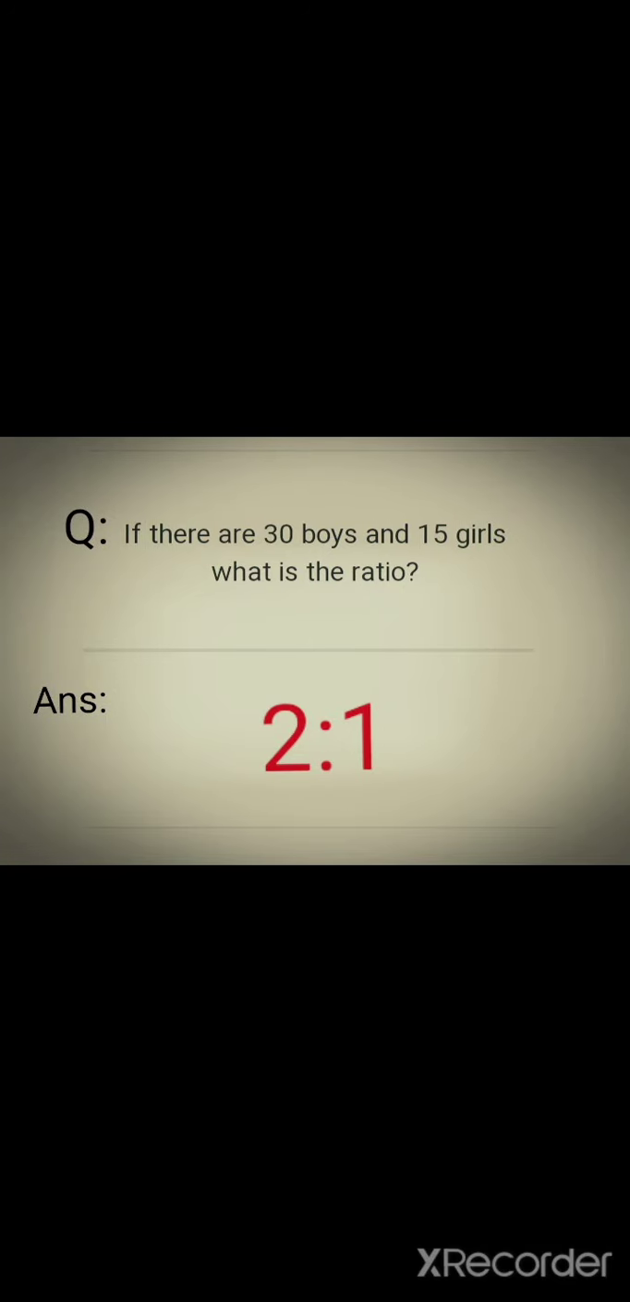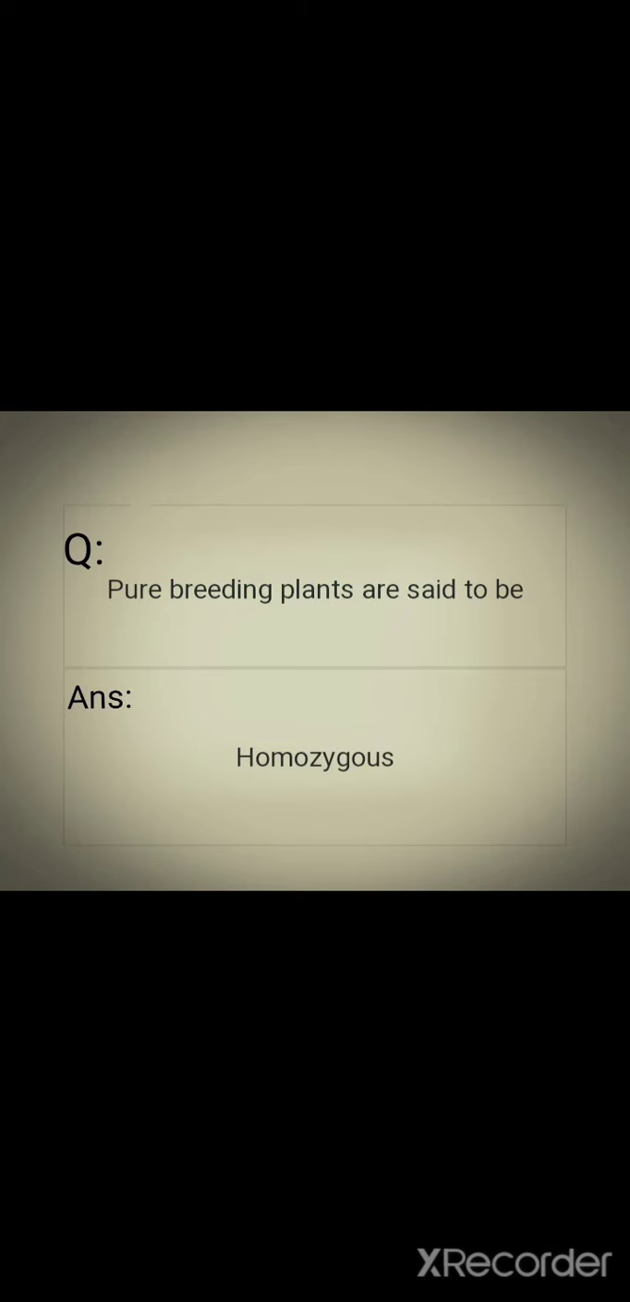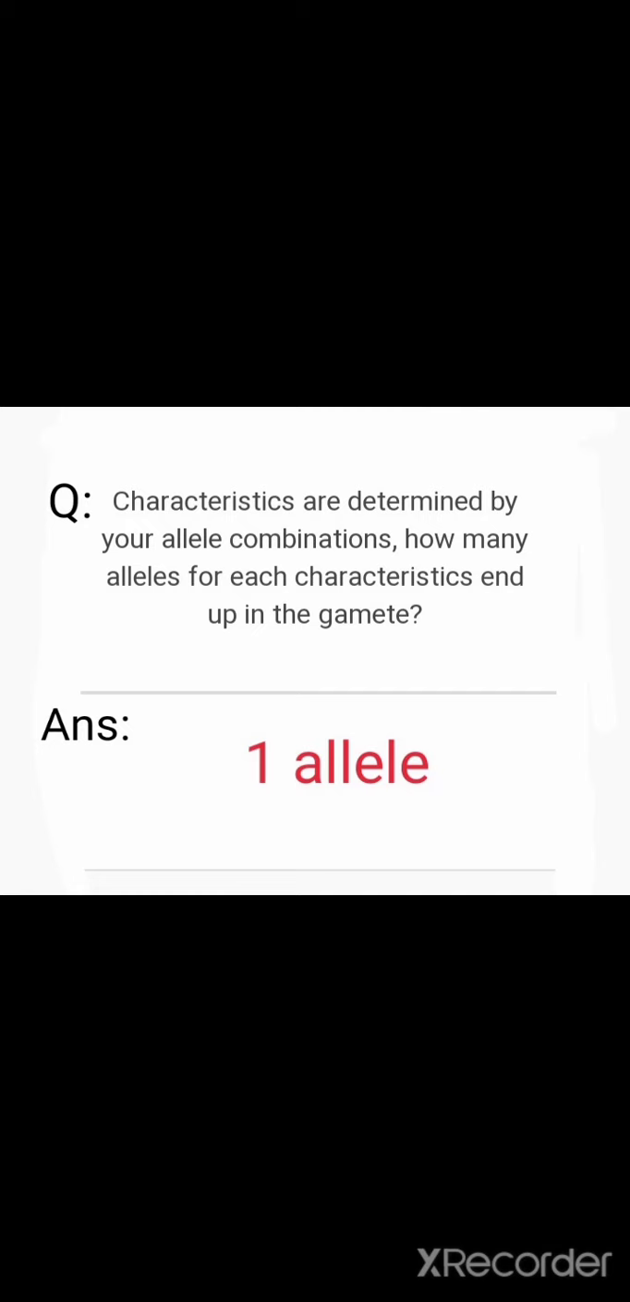Then if there are 30 boys and 15 girls, what is the ratio? So the answer will be 2:1. Question is, pure breeding plants are said to be what? Pure breeding means what? And the answer is homozygous. Question is, characteristics are determined by your allele combinations. How many alleles for each characteristic end up in the gamete? And the answer is only one allele.